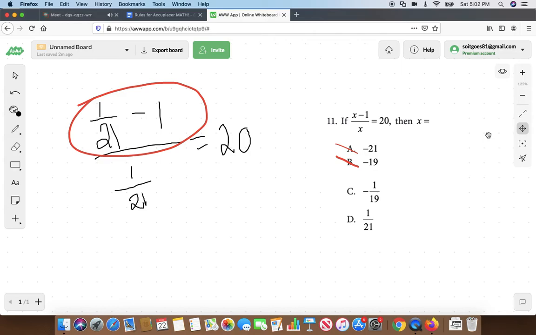It's a little bit confusing because you're like, but the 21 is so big. Yeah, it's in the denominator. It's in the denominator, so this is almost nothing. 1/21st is almost nothing. It might as well be 0. And 0 minus 1 is negative 1. So this is just going to be a little bit bigger than negative 1. Does that make sense? Yes.